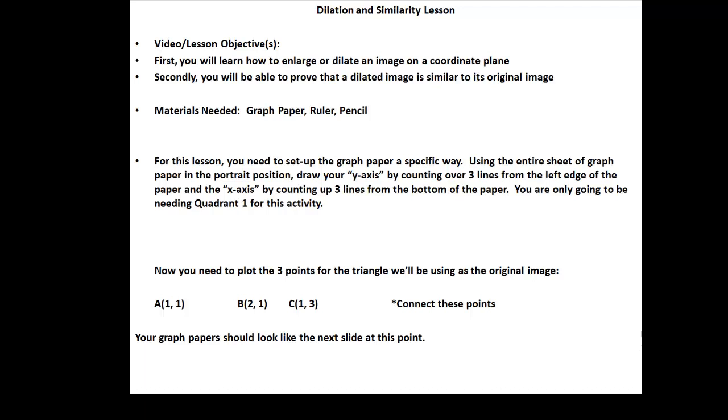And after your papers are set up, you need to plot the 3 points for the triangle that we'll be using as an original image: A (1, 1), B (2, 1), and C (1, 3). And you'll be connecting these points. Your graph paper should look something like this.